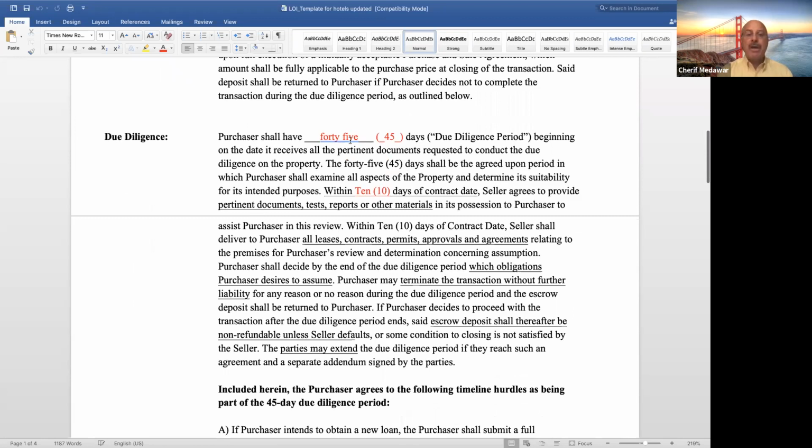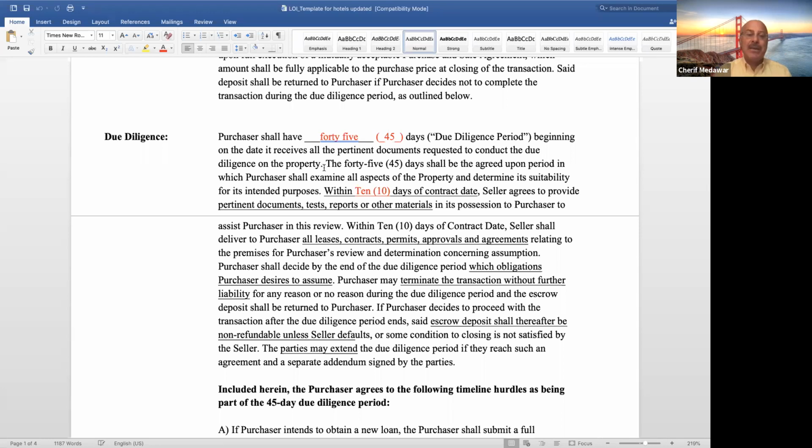Purchaser shall have 45 days due diligence period beginning on the date it receives all the pertinent documents requested to conduct the due diligence on the property. Now, this is very important. You can ask for 60 days, etc. I like the 45 days. It shows them some sense of urgency. It is reasonable, but it does not begin from the date we sign the contract.